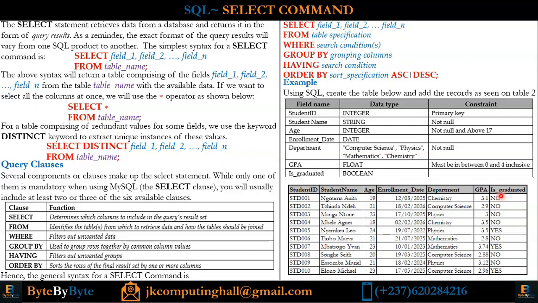And now the constraints we were given: student ID is primary key, student name is not null, age is not null and must be above 17, the department should not be null, then the GPA must be between 0 and 4 inclusively. That is what we have. So let us proceed to our WAMP server and create this table and populate it as specified in table 2.